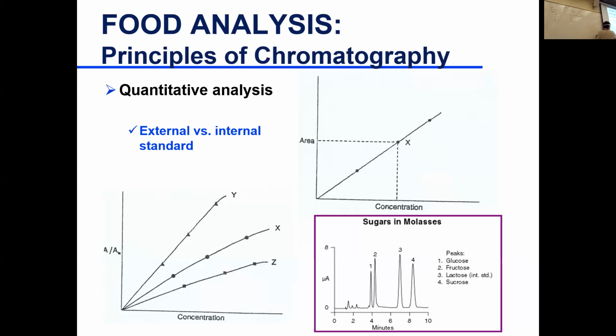So here is a ratio: area of the standard over the area of the internal standard. And then I get the equation of the line. Now for my sample, I take the area of glucose, this one, in my sample. I divide it by the area of lactose, also in my sample, and then use that as the y to determine x in my unknown sample.